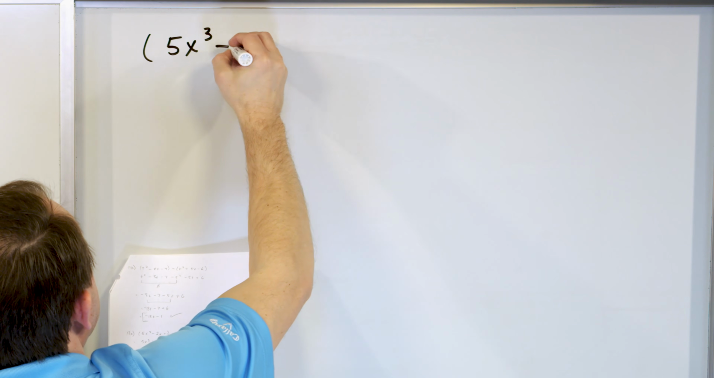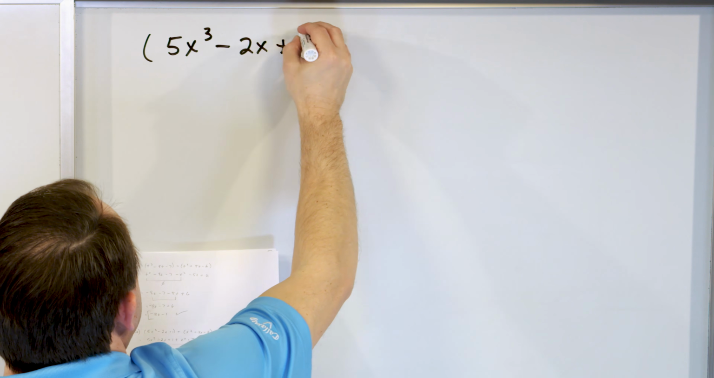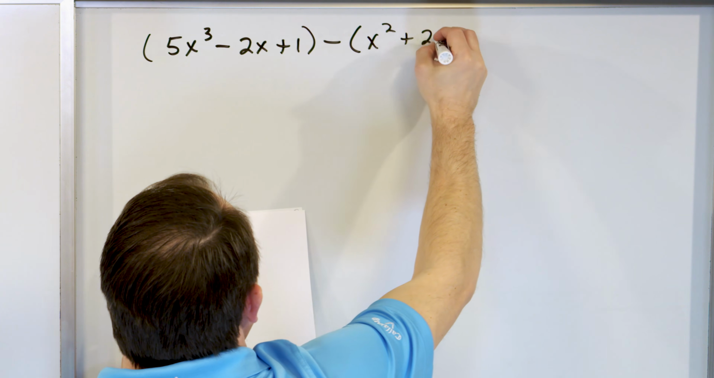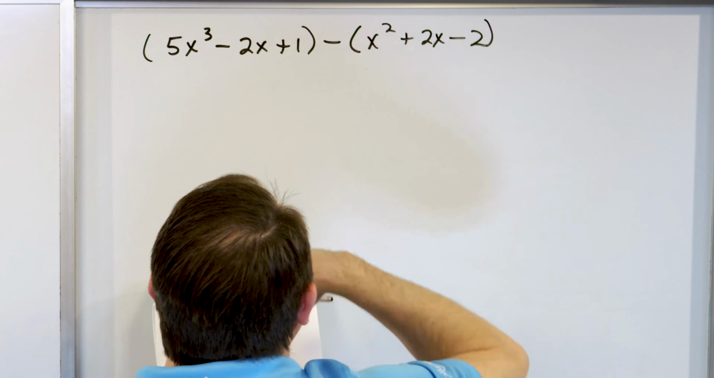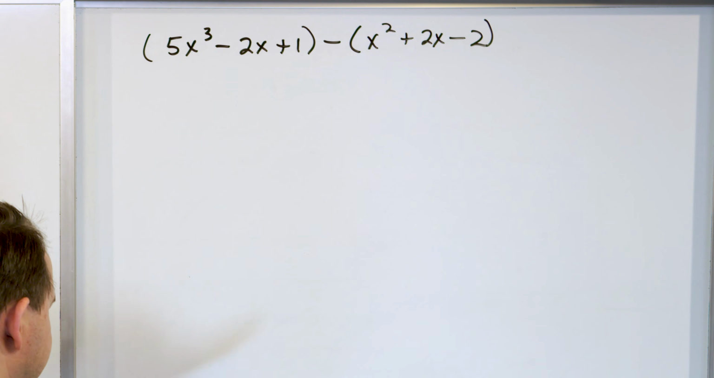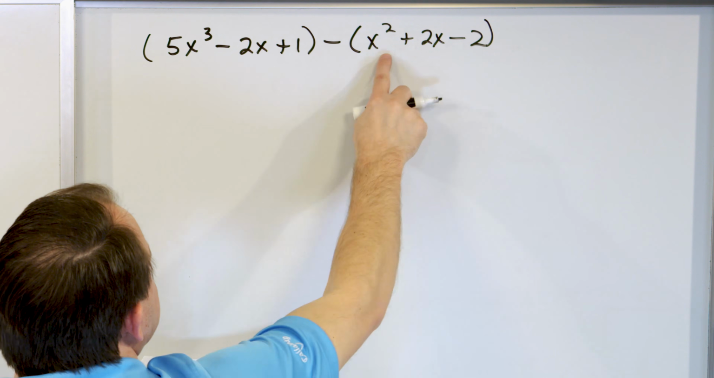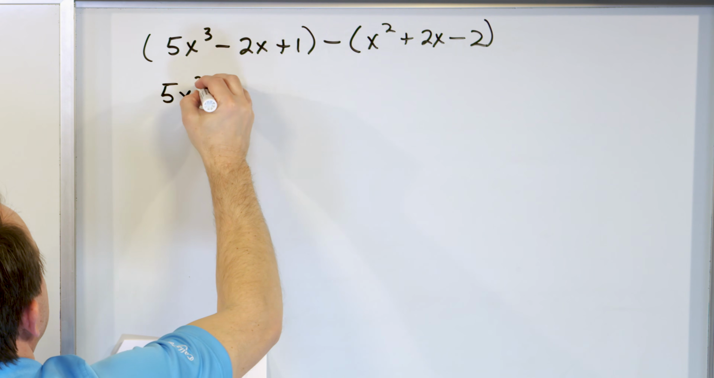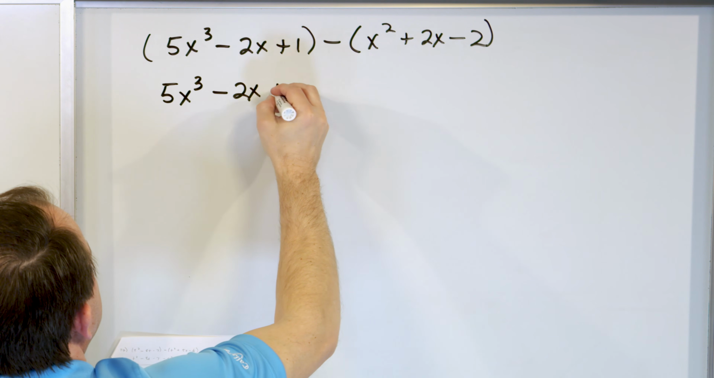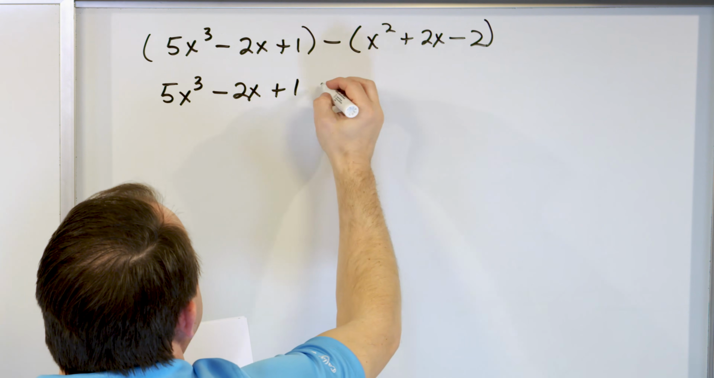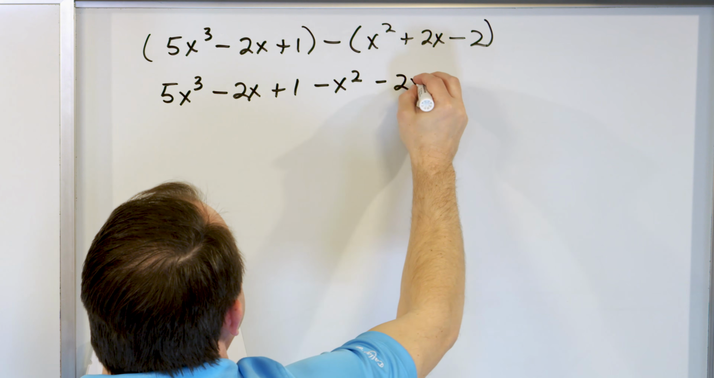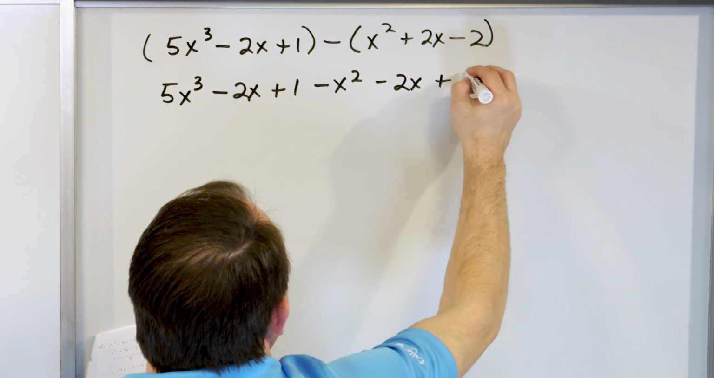5x cubed minus 2x plus 1, close it off, open the next one, x squared plus 2x minus 2. This problem is exactly the same as the previous, except now I have a minus sign there, which means that I need to distribute the negative 1 in so I can add things together. So I have 5x cubed minus 2x plus 1. Negative 1 times this is negative x squared. Negative 1 times this is negative 2x. Negative 1 times this is positive 2.